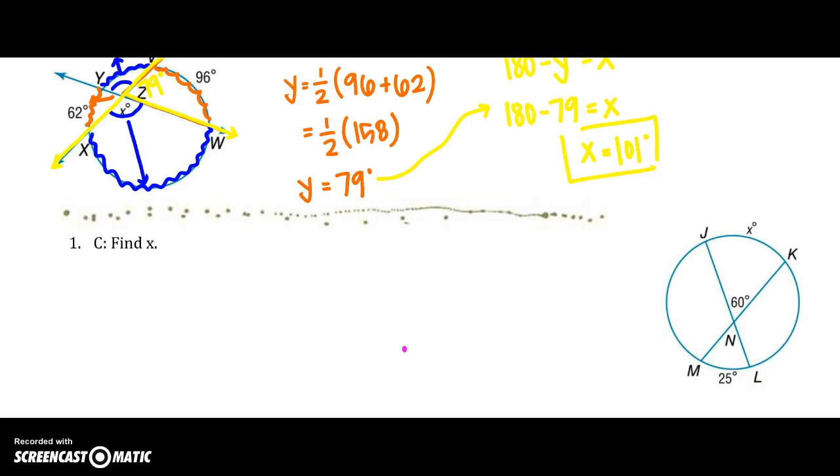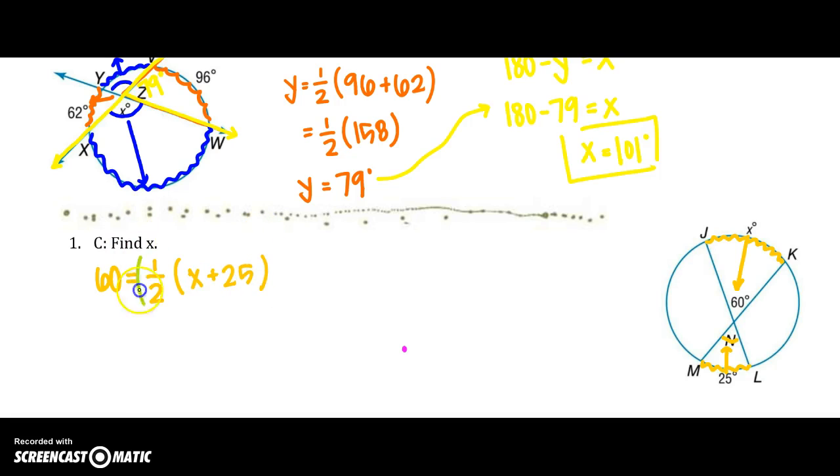And last one, we need to find an arc, not an angle. But we do need to use the angle and its vertical angle to solve. So remember, my angle, 60 degrees, equals 1/2 of my intercepted arcs, x and ml. I'm going to add those two together.